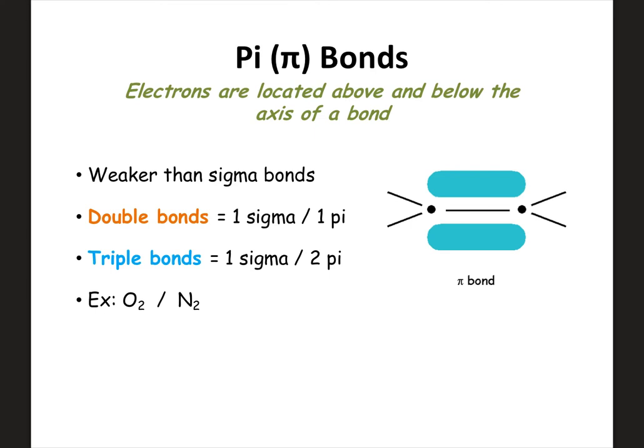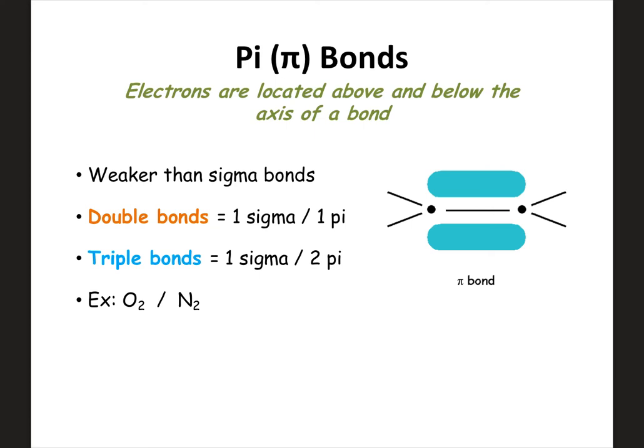Pi bonds, on the other hand, are when the electrons are located above and below the axis of the bond. You don't need to know too much about identifying these in a picture per se, but you need to know how many sigma and how many pi bonds there could be. The only time you see pi bonds is when you have double or triple bonds. By default, every bond has a sigma bond in it. So if you have a double bond, one of the bonds is a sigma bond and the other bond is your pi bond. A double bond has to have one sigma, so the other bond is a pi.